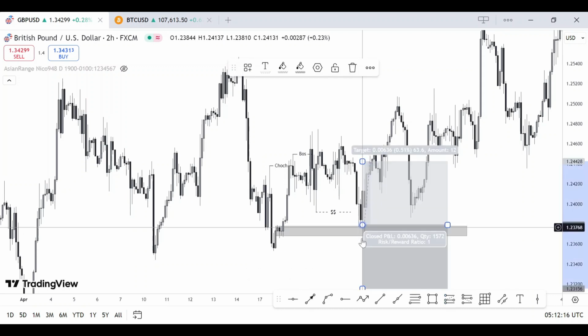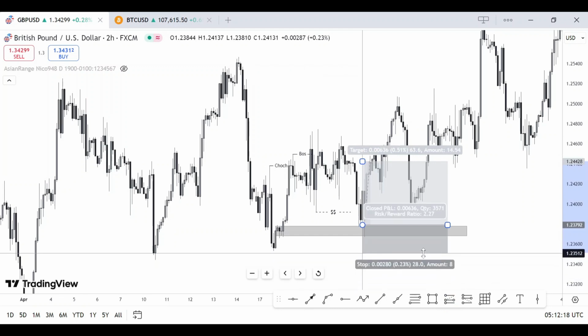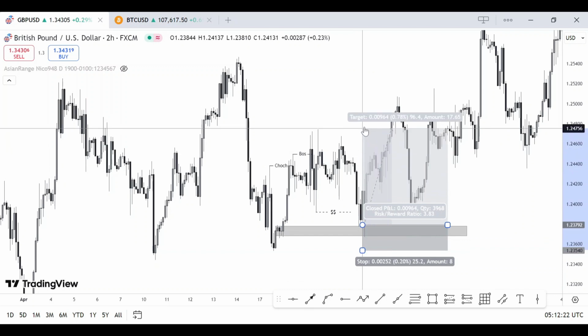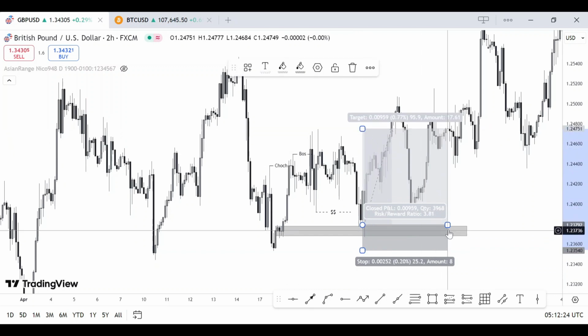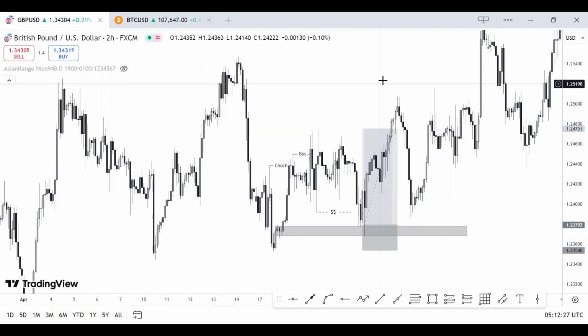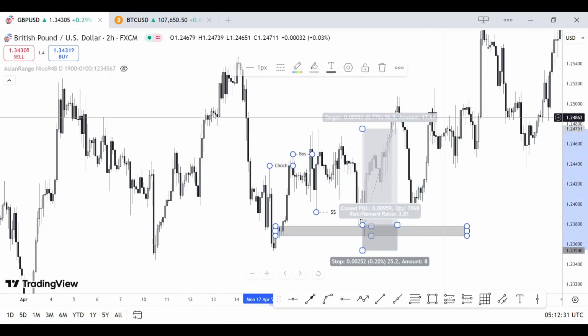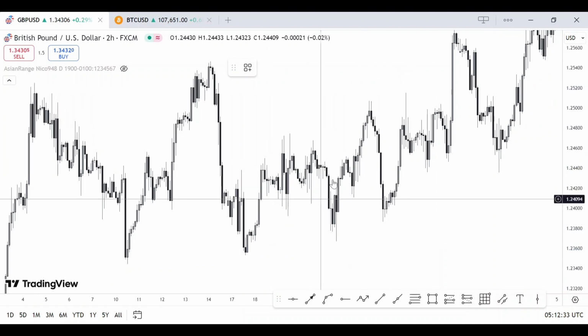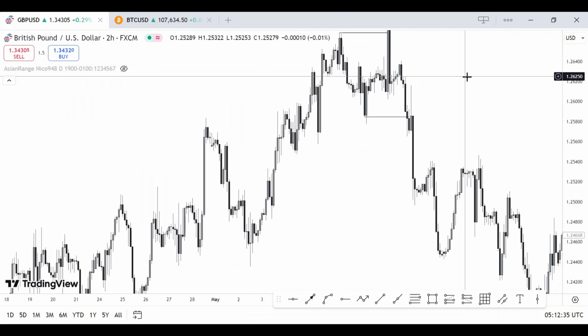Place your entry point, in this case here, with stops slightly below this low. Then you target the next high. You are done. A 1 to 3 risk to reward ratio. Let's clear this out. So that is your inducement. That is your break of structure.